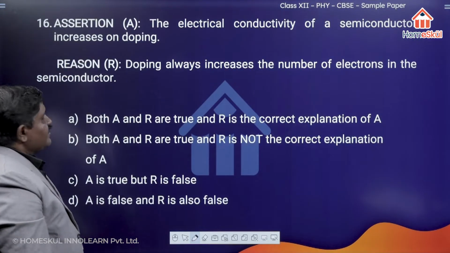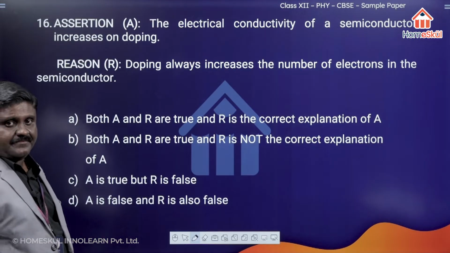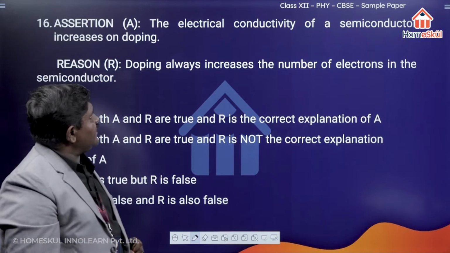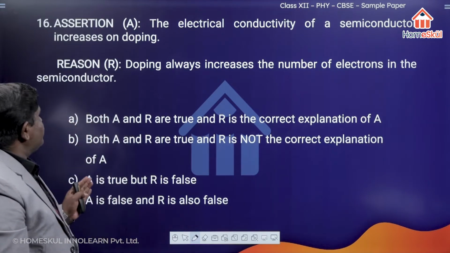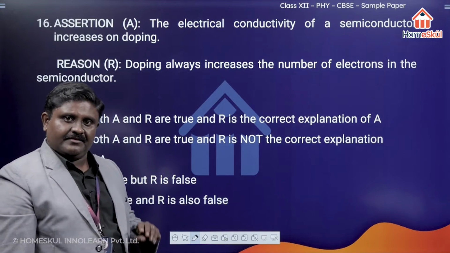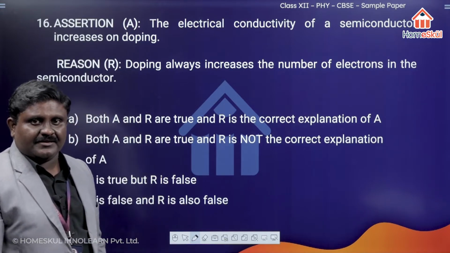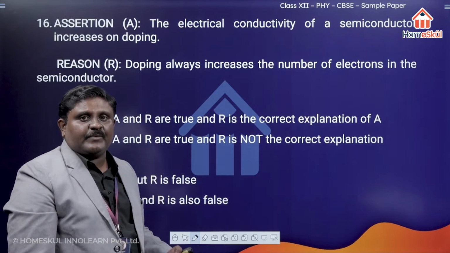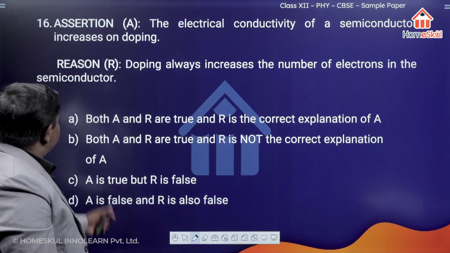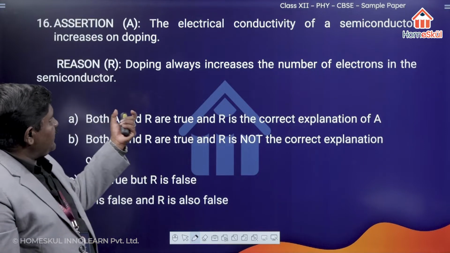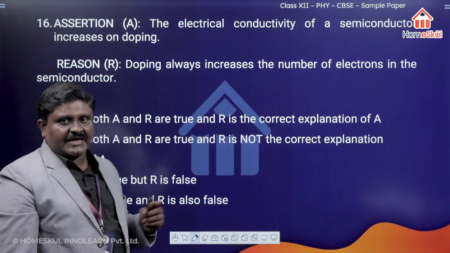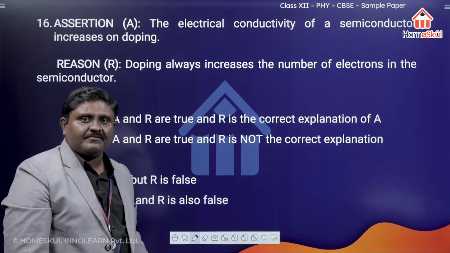So next one, the assertion reason type question. The 16th question. Assertion: the electrical conductivity of a semiconductor increases on doping. Yes, that's correct, isn't it? While doping, the conductivity of the semiconductor will increase. Then reason: doping always increases the number of electrons in the semiconductor. That's a wrong statement. Why is it wrong?